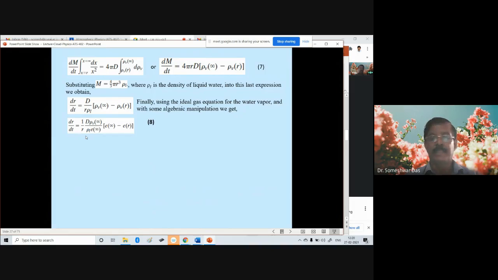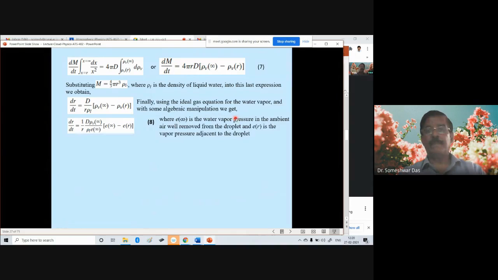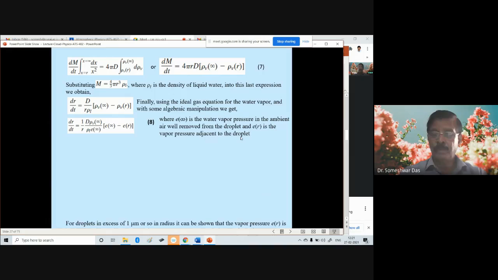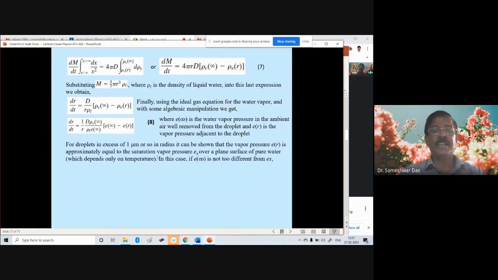This is equation number 8, where e infinity is the water vapor pressure in the ambient air well removed from the droplet, and er is the vapor pressure adjacent to the droplet, almost at the surface of the water droplets. For droplets in excess of 1 micrometer or so in radius, it can be shown that the vapor pressure er is approximately equal to the saturation vapor pressure es. es is the saturation vapor pressure over a plane surface of pure water, which depends only on the temperature.